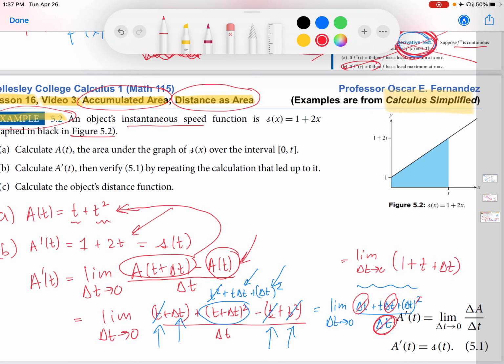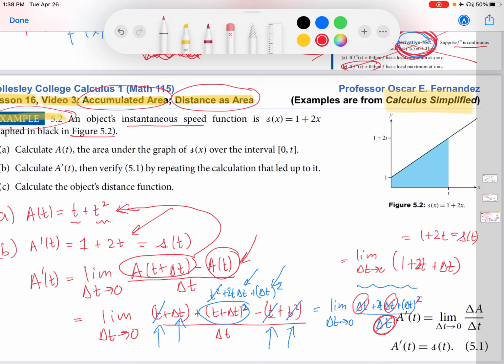Okay, great. So at this point, and I should have mentioned that there's a 2 over here, 2t delta t, coming from the square here. So that puts a 2 over here, and that puts a 2 over here. Okay, great. So then at this point, I am left just taking the limit of this, which we can see is 1 plus 2t. And that is indeed s of t.